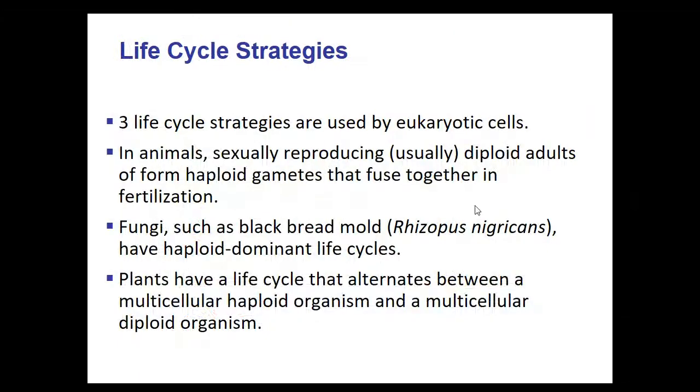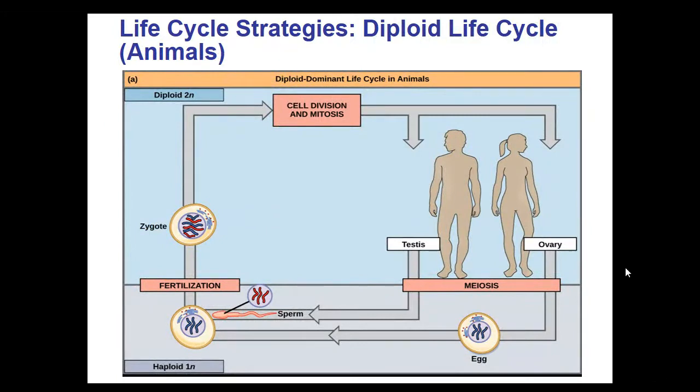Animals like us have a diploid life cycle. The diploid adults, that's what you are. You're a diploid adult because you're an adult and your cells have two sets of chromosomes, the diploid. But when you produce gametes, sperm or egg, they're haploid. It's one set of chromosomes, and then they fuse together to form a diploid fertilized egg that grows into a diploid adult.